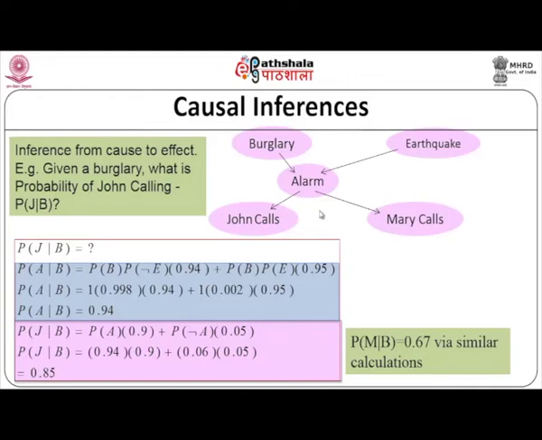How do you find that out? Because John is dependent on alarm, you first have to find the probability of alarm given burglary. That is nothing but the probability of burglary and not earthquake times 0.94, plus the probability of burglary and earthquake times 0.95. How did you get this? Let us look back.